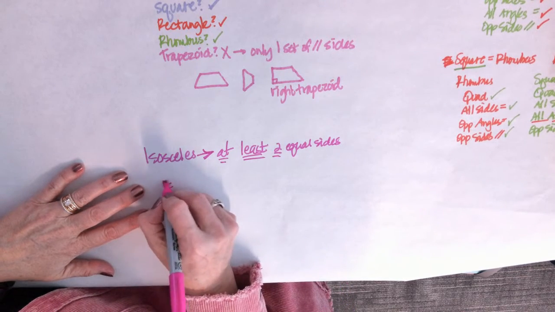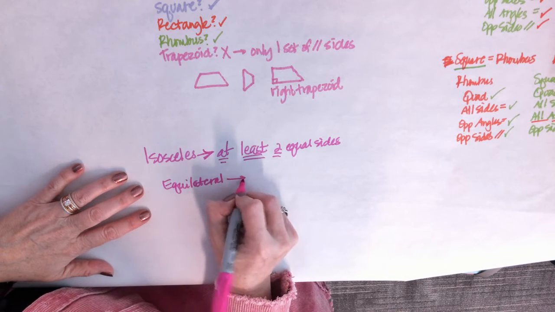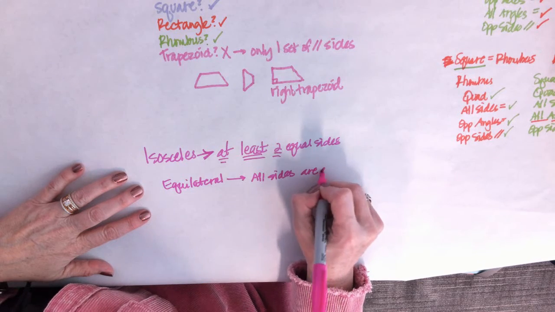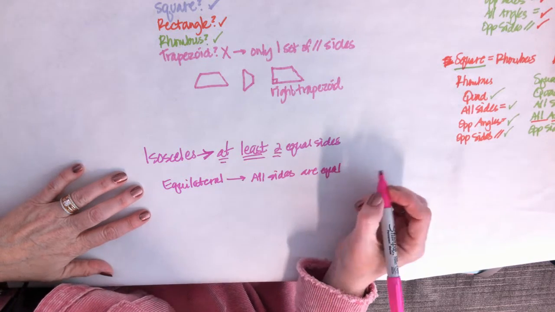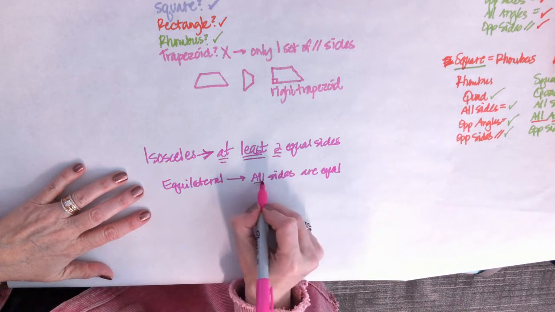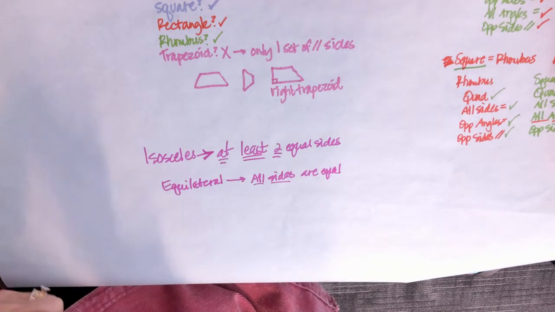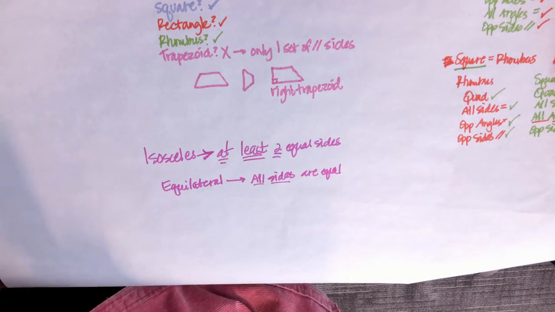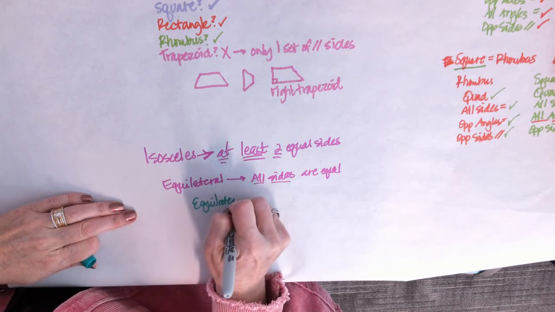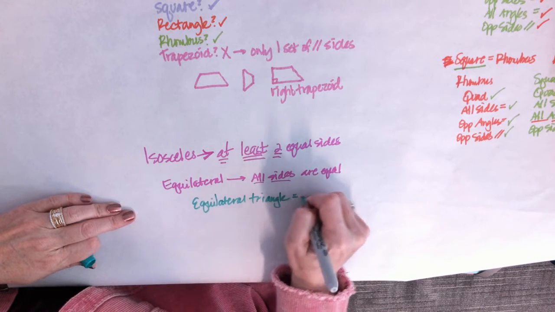What do we know of an equilateral? An equilateral triangle, all sides are equal in length. So they are all congruent. That's why it's called equilateral. Well, if all sides are equal, are at least two sides equal? Yes. So then that means that an equilateral triangle is also an isosceles triangle.